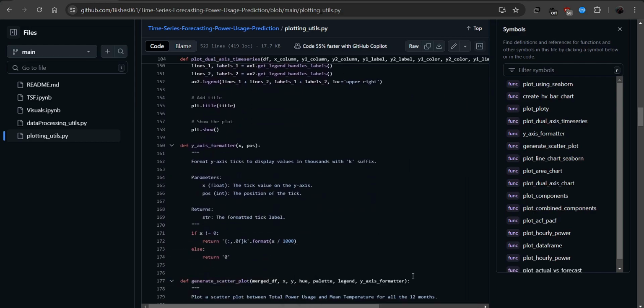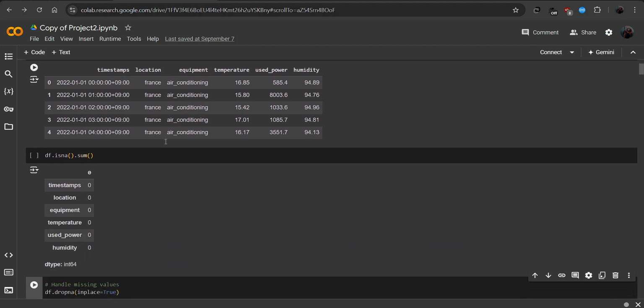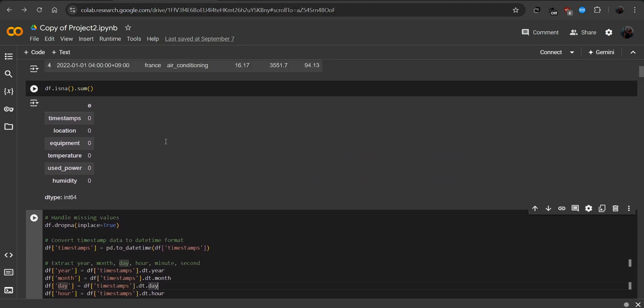Next, let's come to the time series forecasting part. A key part of the project was breaking down the time series data into its core components, the trend, seasonality, and the residual part.